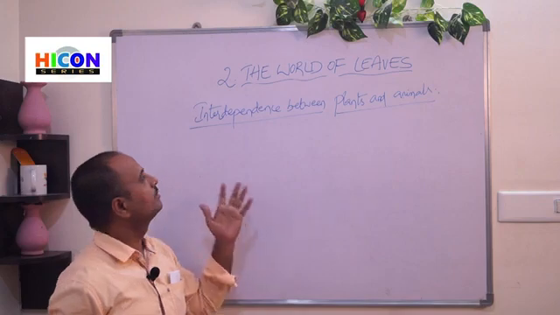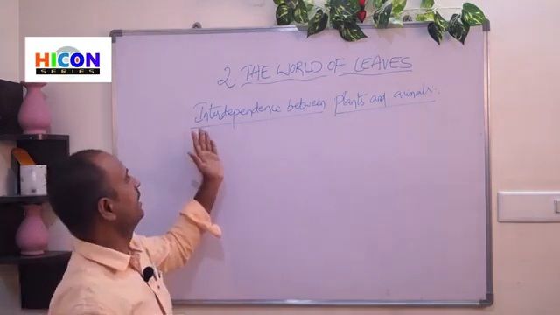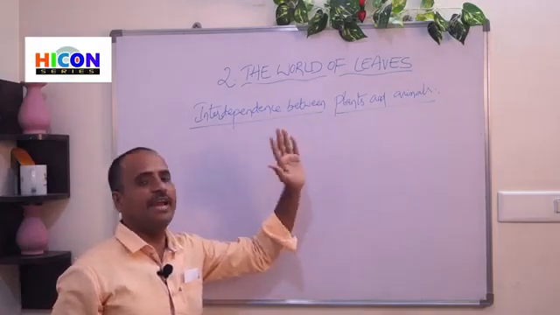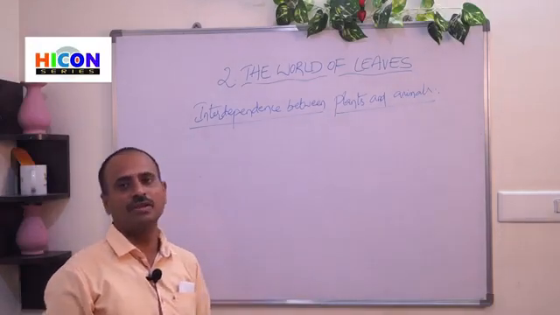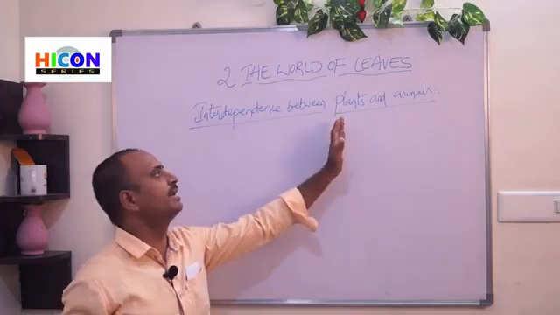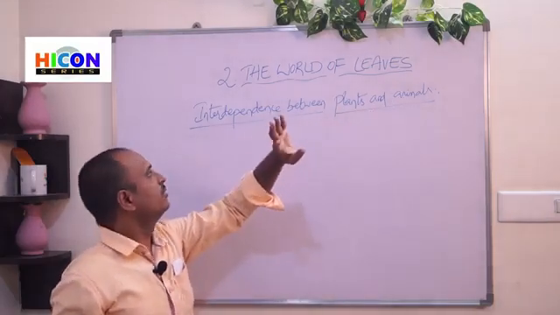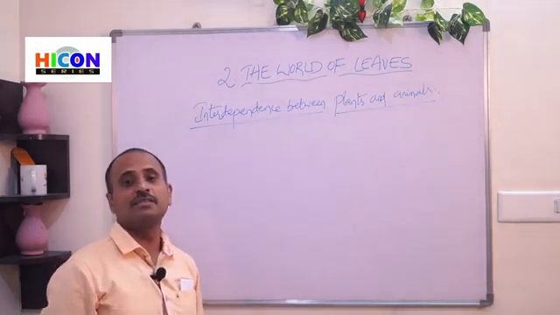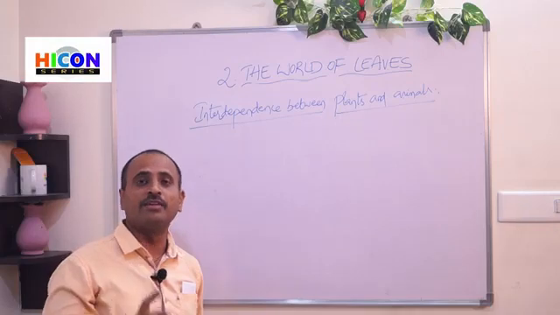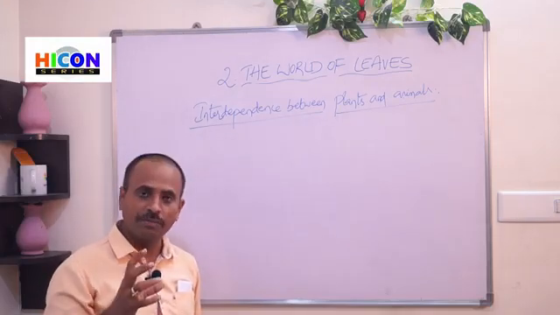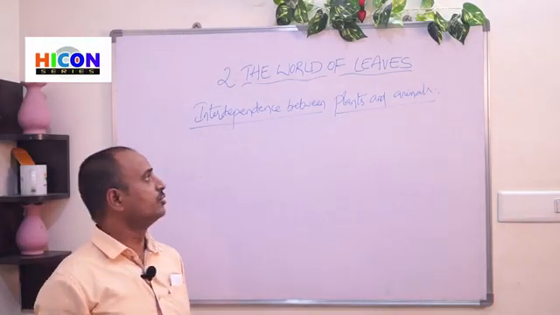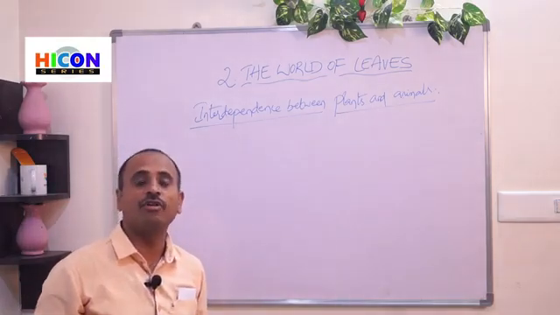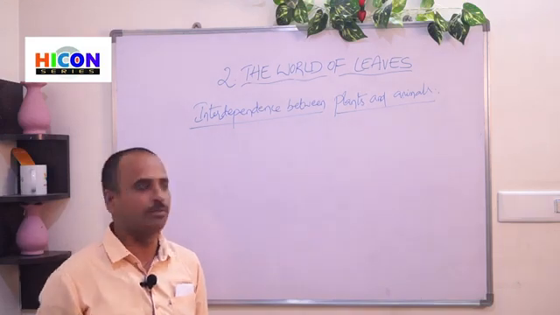The next topic in this chapter is interdependence between plants and animals. That means how plants and animals are dependent on each other. So what is the relation between plants and animals? In the previous topic we discussed that leaves can prepare their food with the help of the chlorophyll present in them. During the process of photosynthesis, the leaves give off oxygen into the atmosphere.